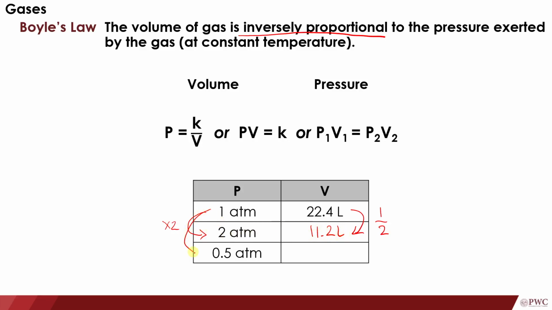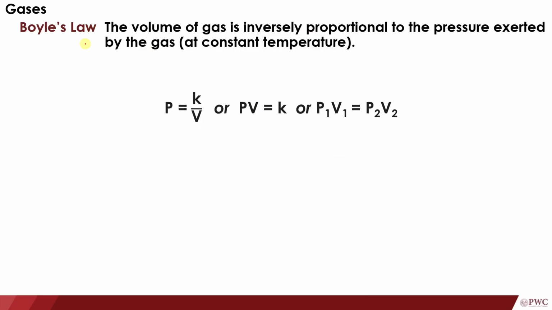Now next, what do you think will happen to the volume if our pressure is changed from 1 atmosphere to 0.5 atmosphere? So that's by a factor of 1/2. Now, what do you think will happen to the volume? So the inverse of 1/2 is obviously 2. So in this case, our volume will be multiplied by 2. That is double. That is 44.8 liters. So again, that's the relationship of volume and pressure according to Boyle's law.